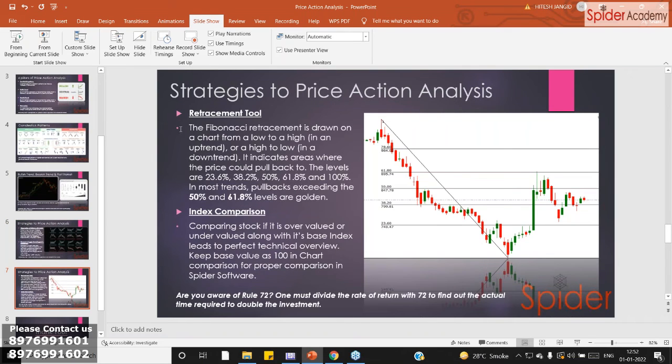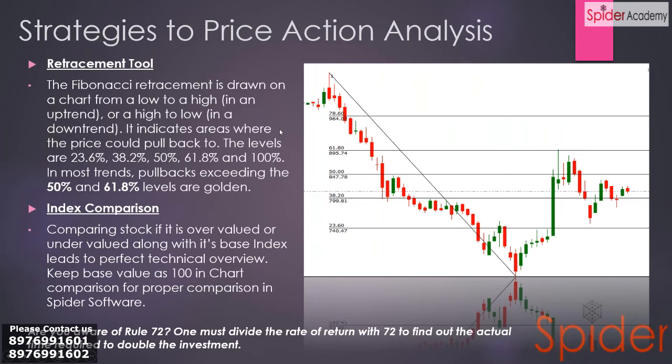Last two things in our strategy is retracement tool and index comparison. Okay. Now what is retracement tool? So in retracement tool, the Fibonacci retracement is drawn on a chart from a low to high in uptrend, or else you can check on high to low for the downtrend. It indicates area where the price could pull back to.